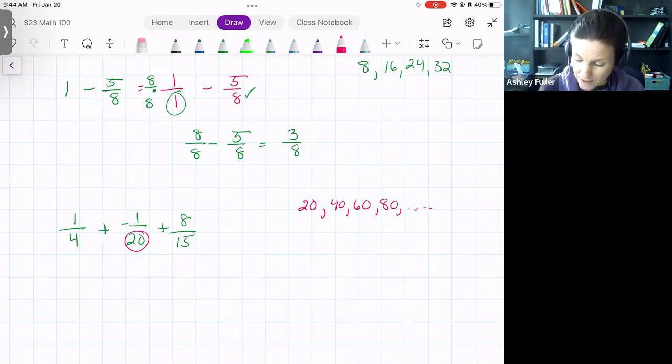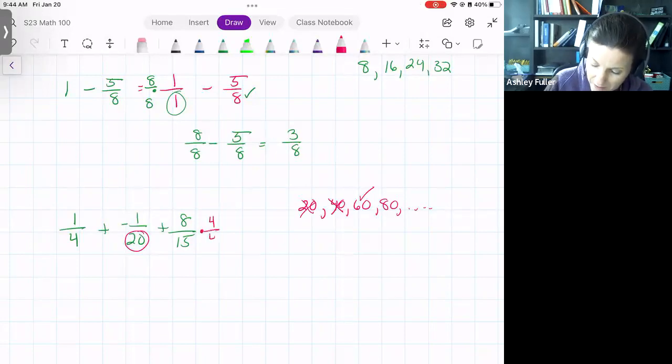Well, 15 doesn't go into 20, so that won't work. 15 doesn't go into 40, so that won't work. But 15 will go into 60. So now let's see if 4 goes into 60. 4 does go into 60, so that's the lowest common denominator. To get 15 to 60, I need to multiply both top and bottom by 4. To get 20 to 60, I need to multiply top and bottom by 3. And to get 4 to 60, I multiply top and bottom by 15.